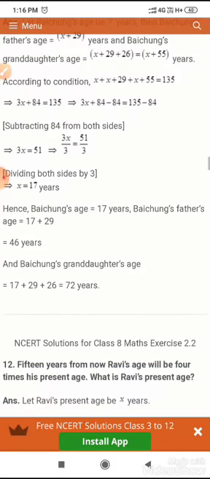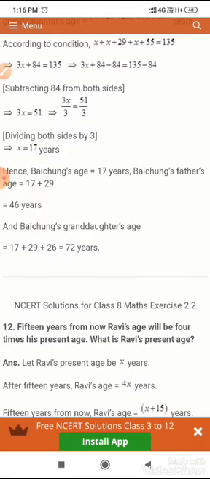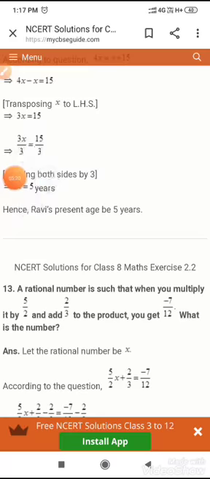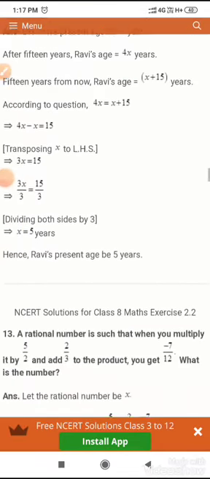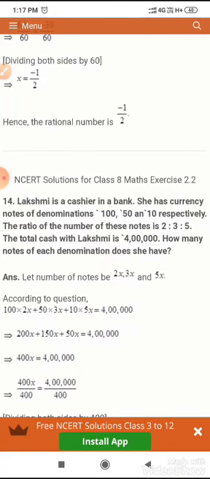After solving this equation, we get x is equal to 17, and x is the age of Baichung. So the age of Baichung is 17 years. His father is 29 years more than Baichung, so his father's age is equal to 17 plus 29, which is 46 years. And Baichung's grandfather is 26 years more than Baichung's father, so his grandfather's age is 72 years. After this, try questions 12 and 13 by yourself. Now move to our next question, the 14th question.